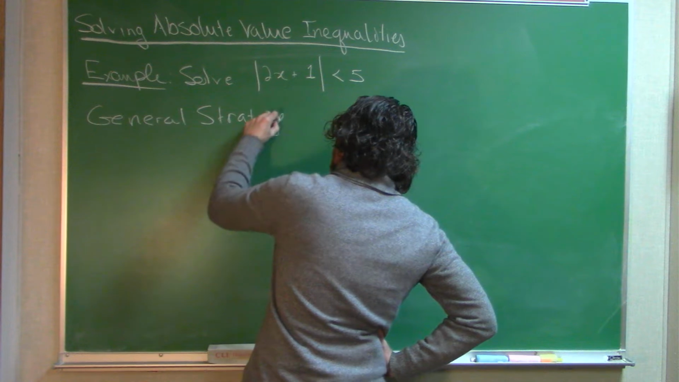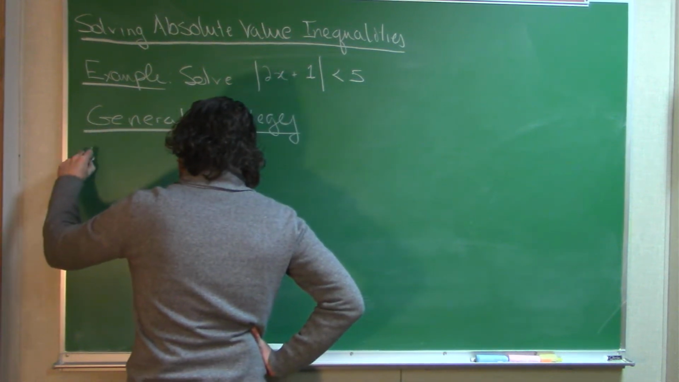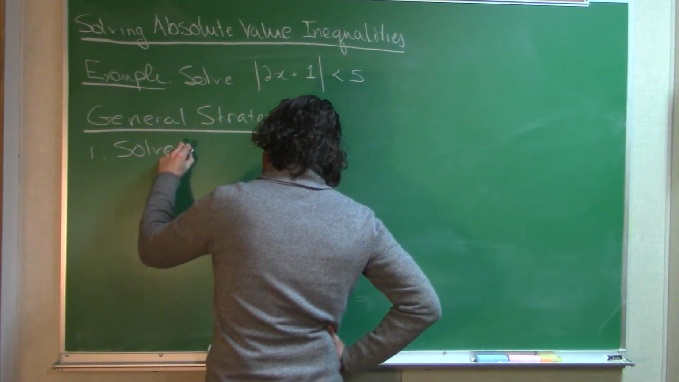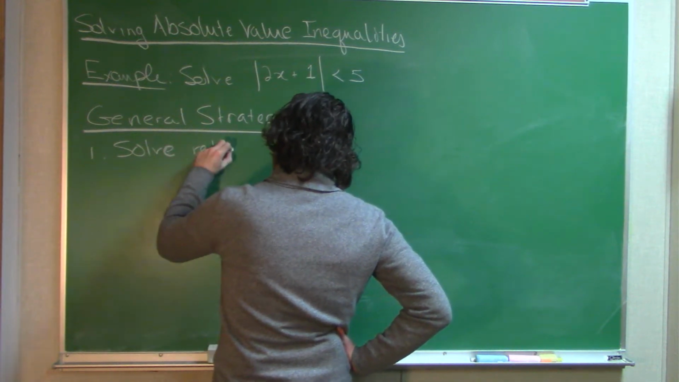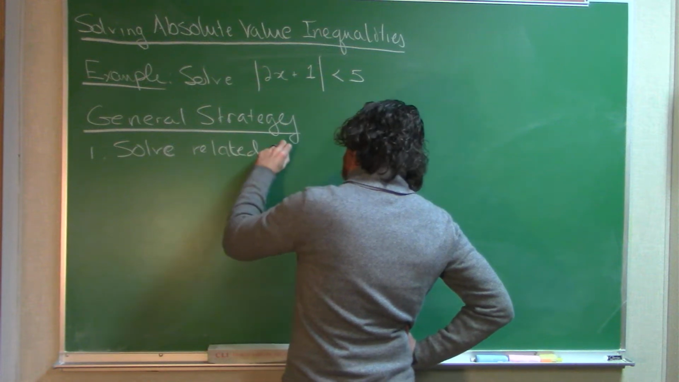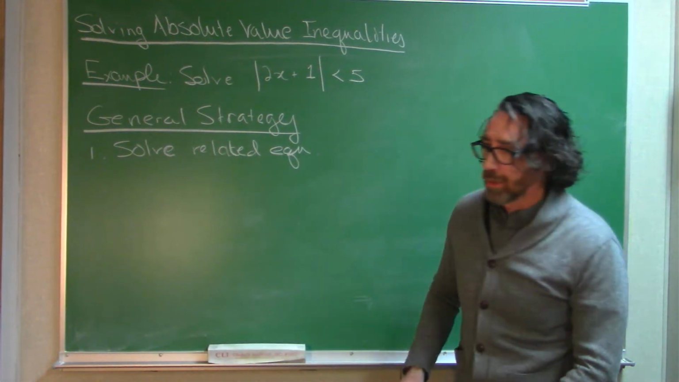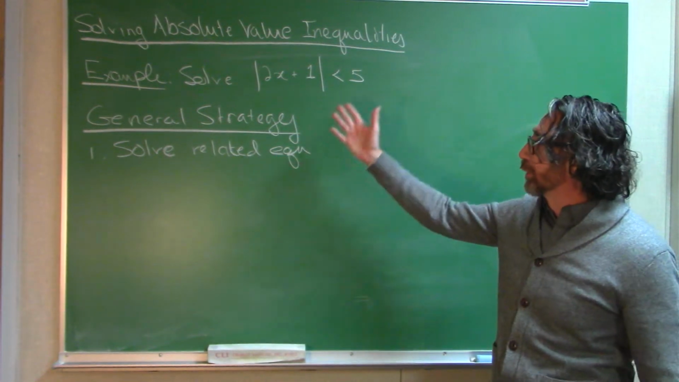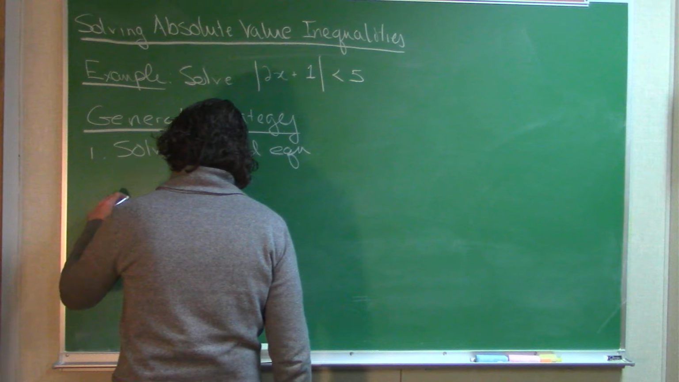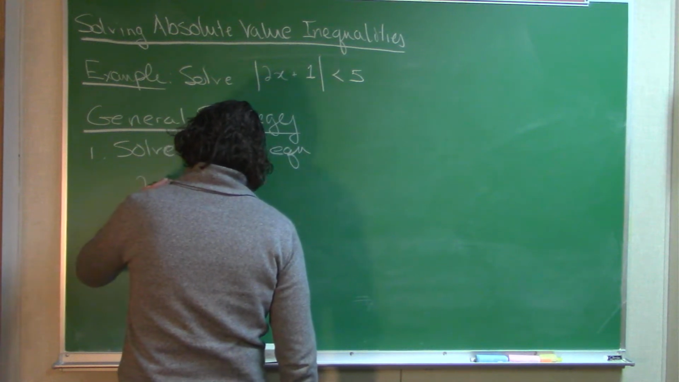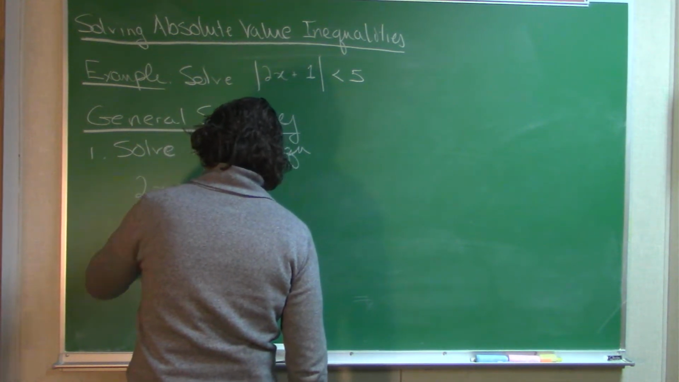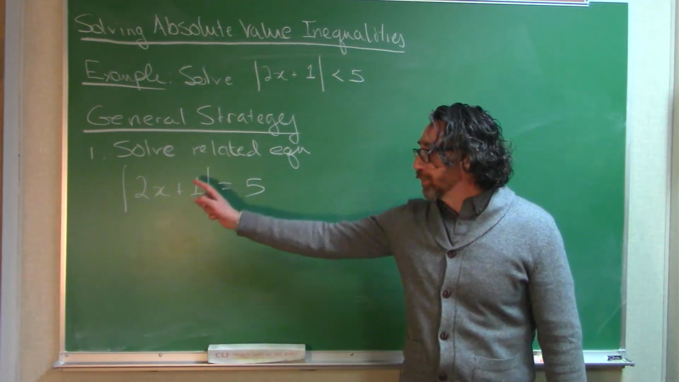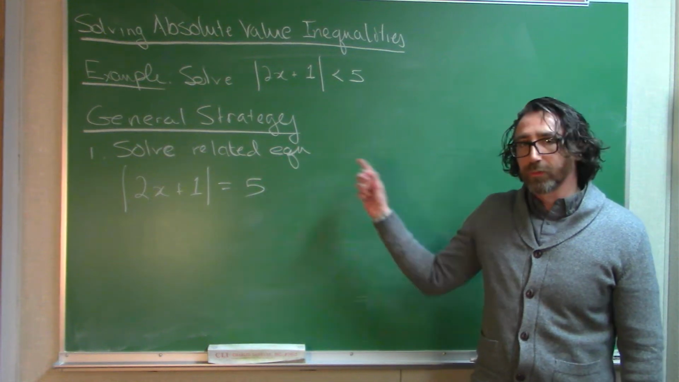for solving these absolute value inequalities. First step is solve what I'll call the related equation. Solve the related equation. So hopefully it's obvious what I mean. If not, I'll just write it out and be explicit about it. So here the related equation is absolute value of 2x plus 1 equals 5.